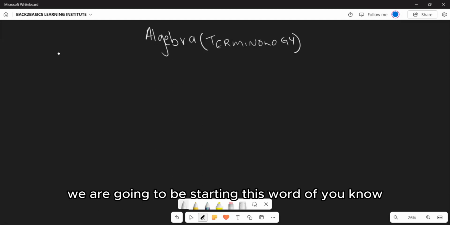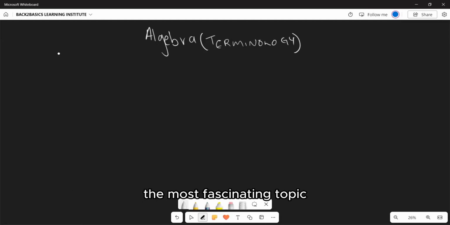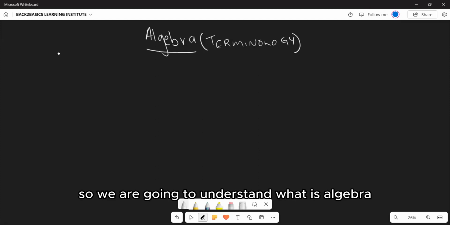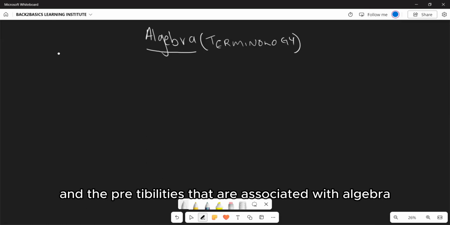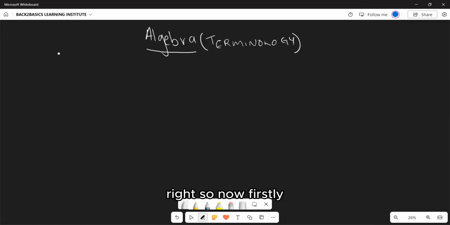We are going to be starting one of the most fascinating topics, which is algebra, right? So we're going to understand what algebra is and the different terminologies that are associated with algebra. So now, firstly, just to define what is algebra.